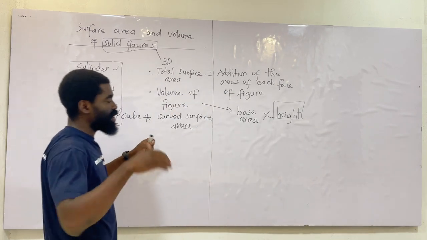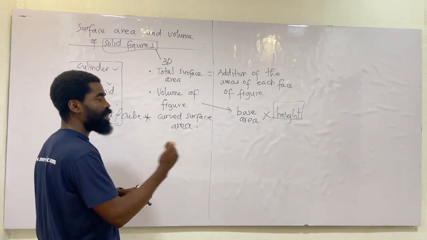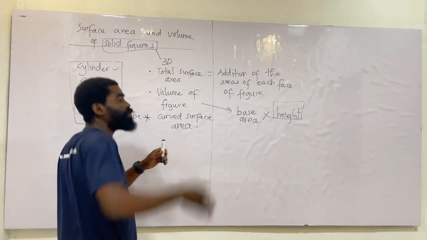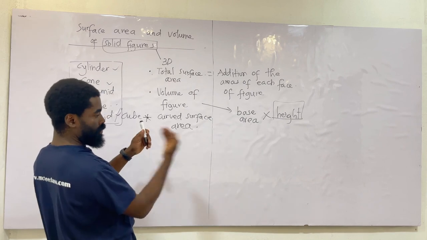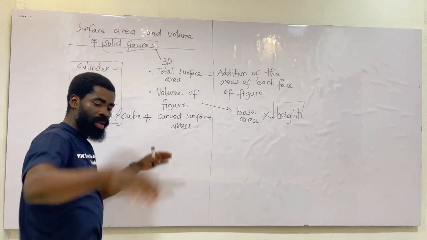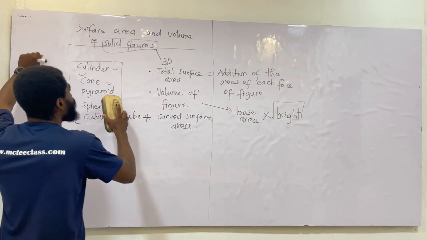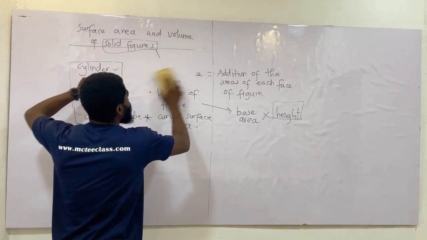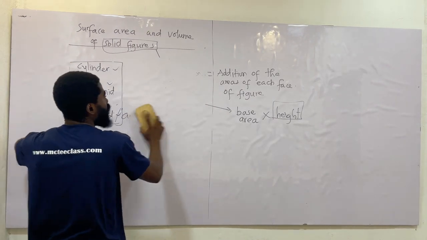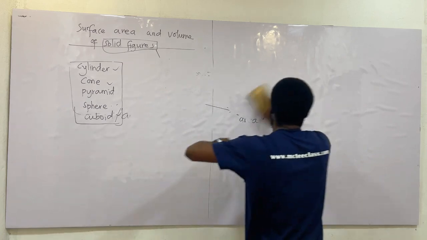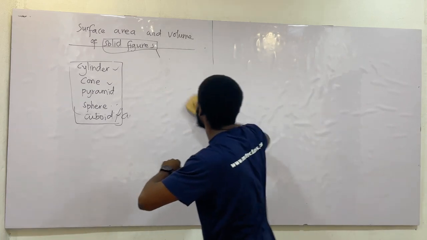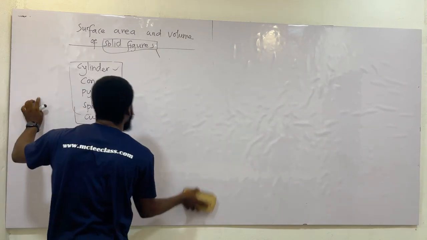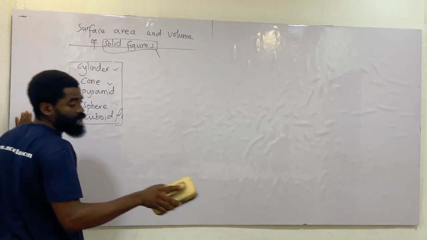Good. Then the curved surface area, we look at those with the curve, how to find the area. Normally, the circumference times the height. Look at the cylinder, the circumference, the area around it, times the height. So let's jump into it. We'll first of all take the cylinder. Under each one of them, we'll find the total surface area, the volume, and the curved surface area for those that are curved. So let's start with the cylinder.